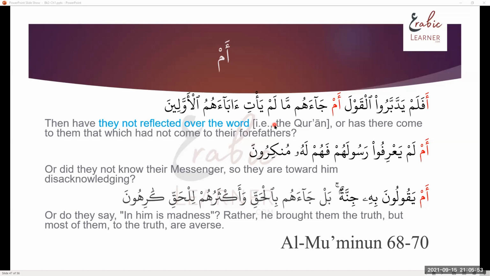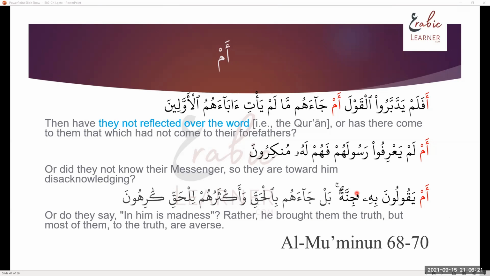And they also know the character of Muhammad sallallahu alaihi wasallam. They know he is the most trustworthy person among them, and he is known to be very truthful. Then the third choice is am yaquluna bihi jinnah: or do they say he is possessed, or has become mad, possessed by jinn or something? So Allah is saying there is no argument left here.